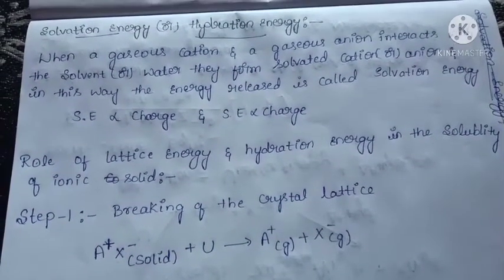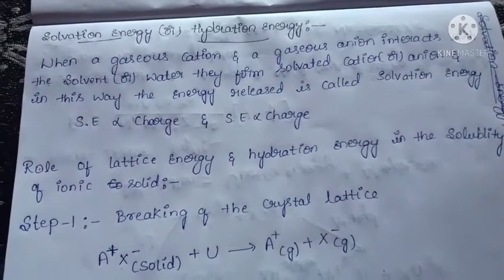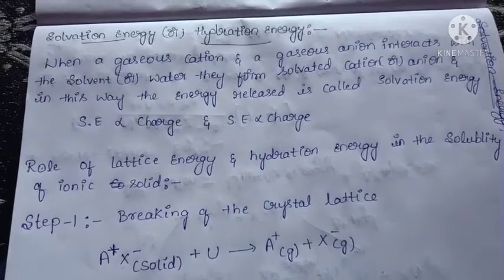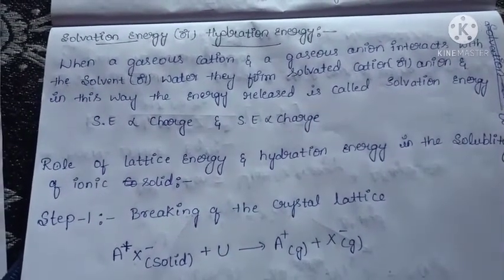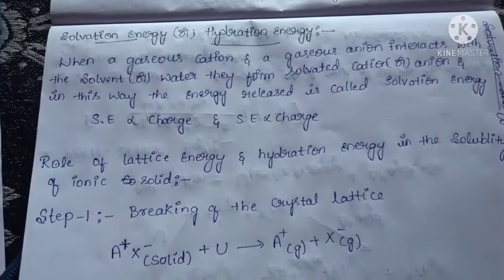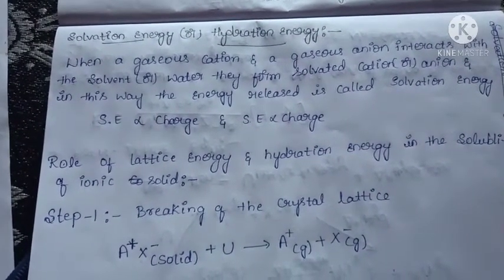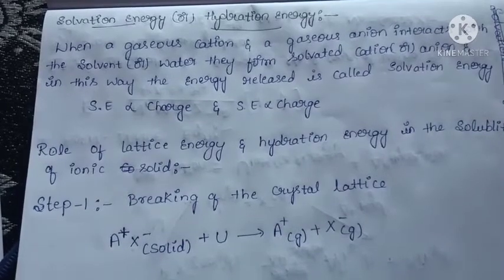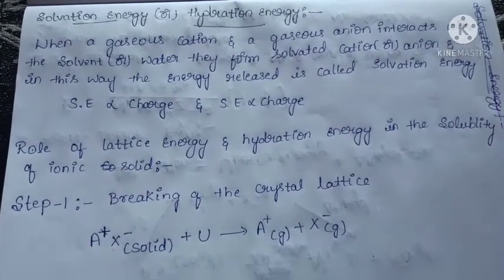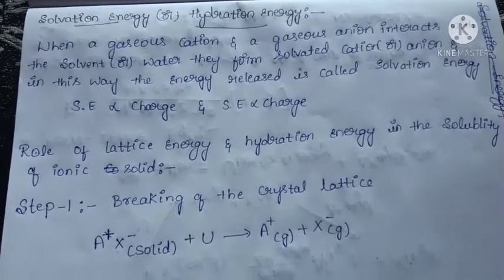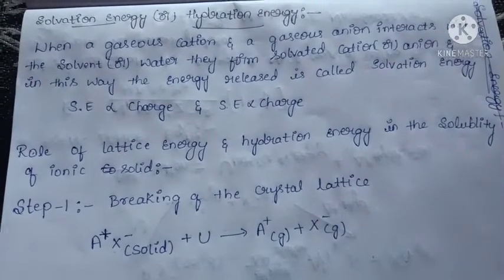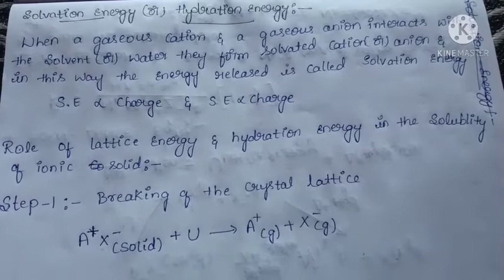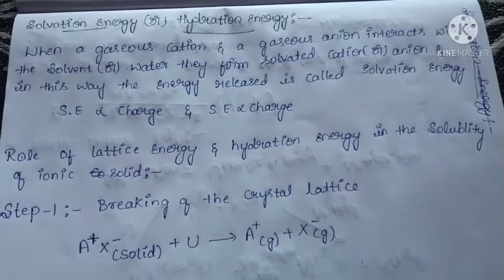So in today's class we learn about solvation energy or hydration energy. Solvation means the solid compound should be dissolved in solvent. That is called solvation. In solvation energy, the definition is: when a gaseous cation and a gaseous anion interact with the solvent or water, they form a solvated cation or anion. And in this way the energy is released. That energy is called the solvation energy.